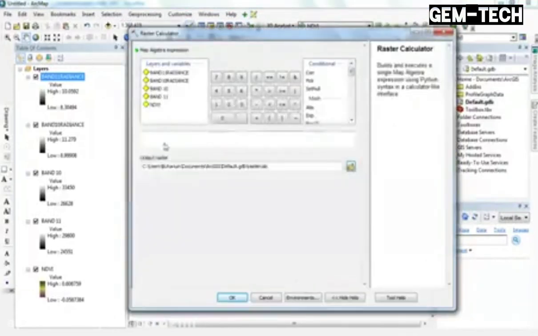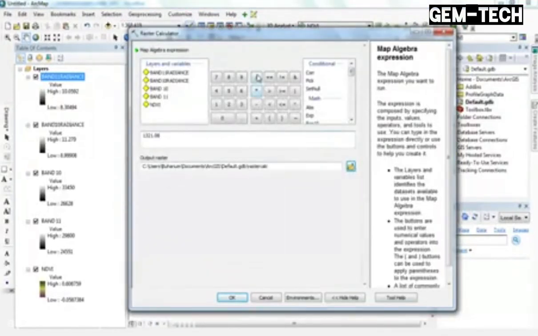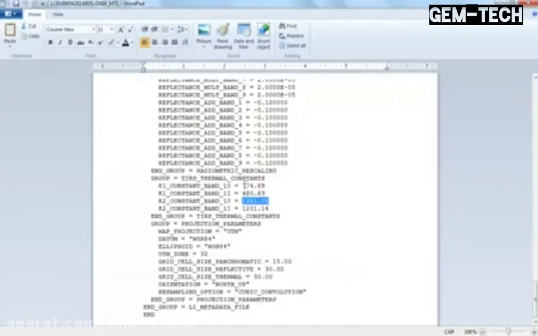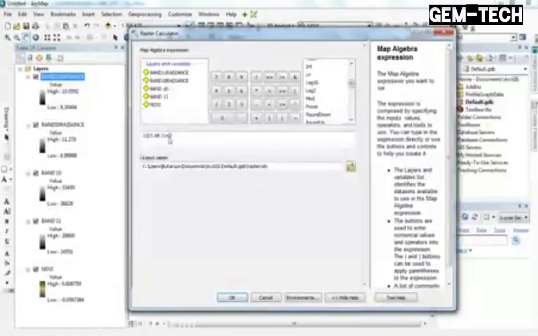And in my raster calculator, my K2 divided by the log of K1. My K1 is this. Just copy and paste it there. And divided by my band 10 radiance plus 1. I'm just going to subtract 272.15. So I'm converting degrees Kelvin to degrees Celsius.